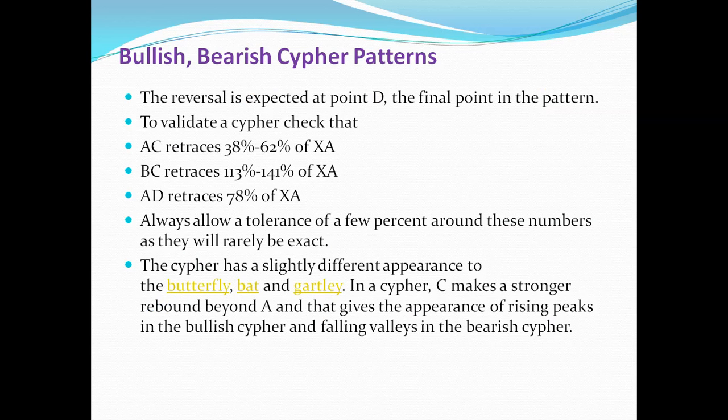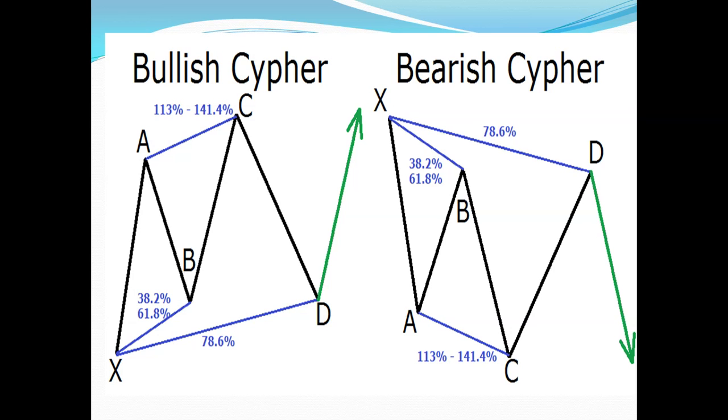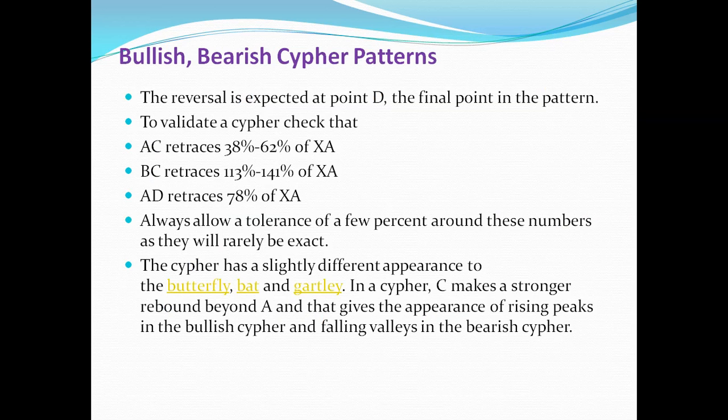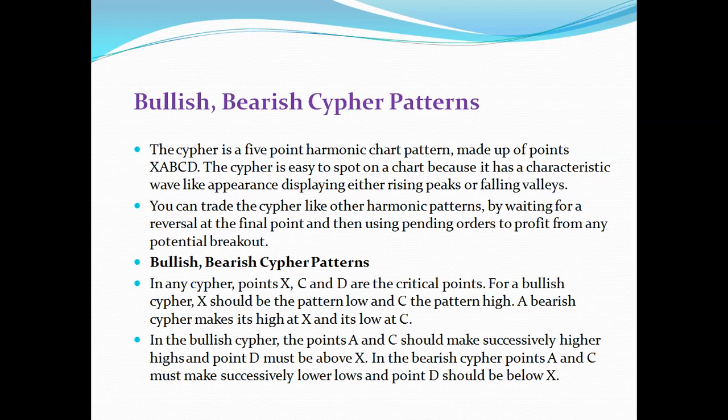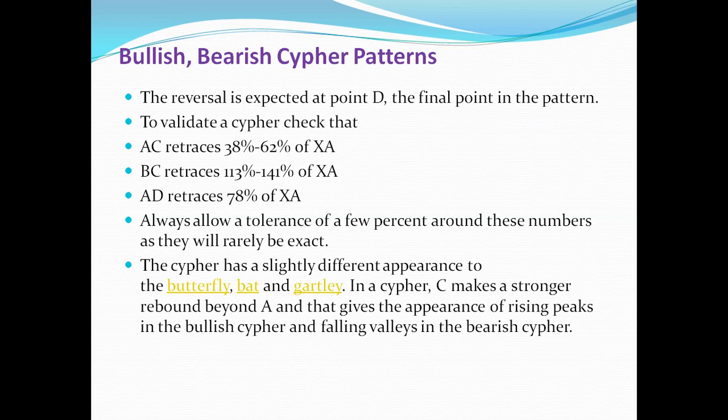Bullish and bearish cipher pattern. The reversal is expected at point D, the final point in the pattern. To validate a cipher, check: AC retraces 38% to 62% of XA, BC retraces 113% to 141% of XA, and AD retraces 78% of XA. So you can see here the same thing, you can compare AC, BC and AD.